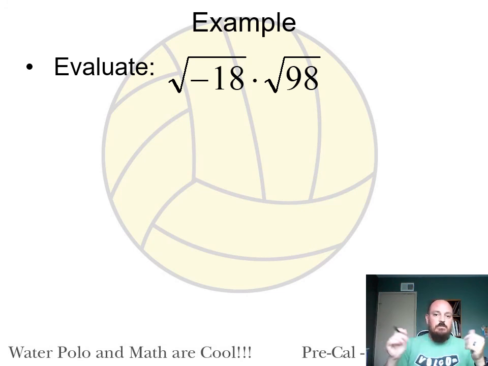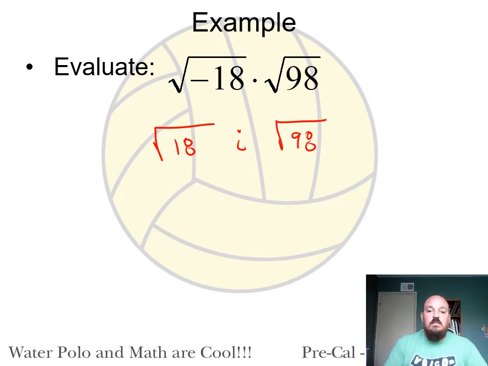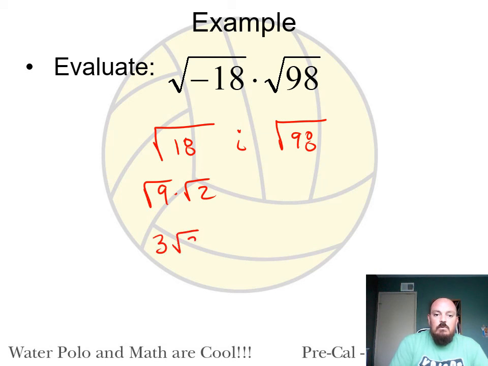So what I'm going to do is simplify each one separately. First of all, let's take this square root of -18. Let's get the negative out of there. Let's turn it into the square root of 18 times i, and I'll leave the 98 for now. And then let's simplify each one of those. The 18 we've already done. The square root of 18, now 18 is 9 times 2. And the square root of 9 is 3. So I get 3 radical 2. I still have that i in the middle.